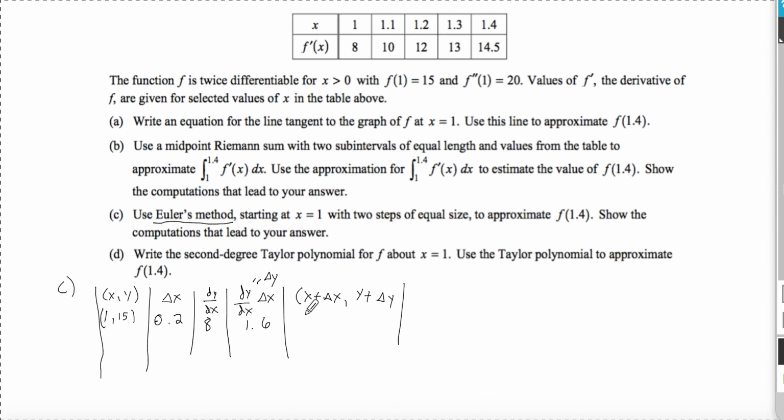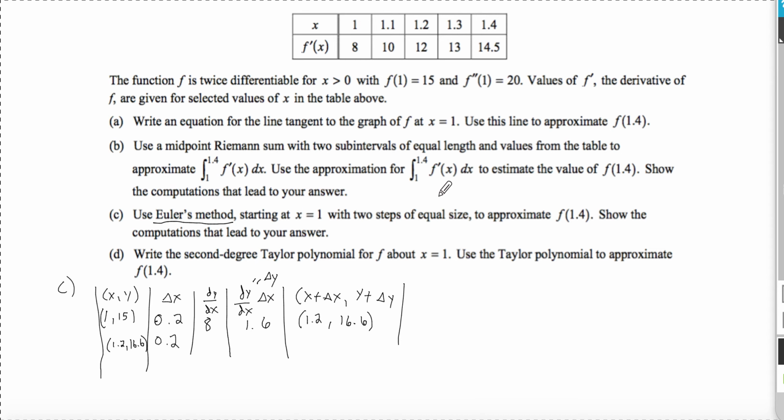1.6. So my new point is going to be x plus delta x. That's 1 plus 0.2, so 1.2, comma y plus delta y. Y was 15 plus delta y is 1.6, so this will give me 16.6. That's the new point that I'm going to work from here. So my new point, 1.2, comma 16.6.